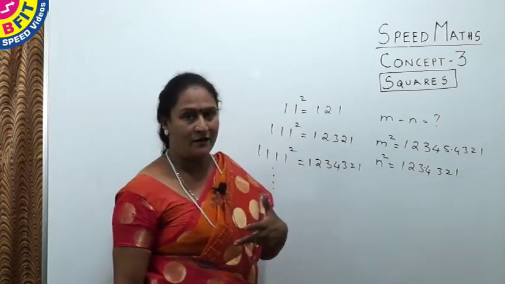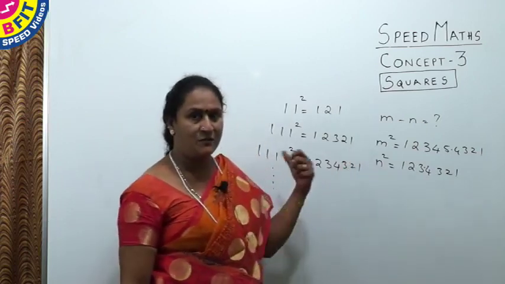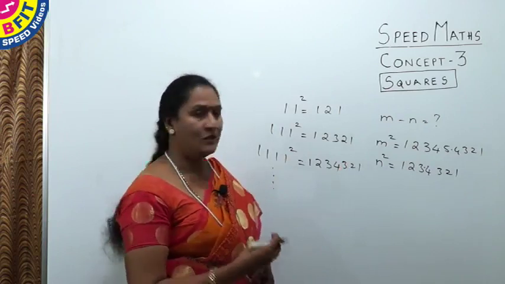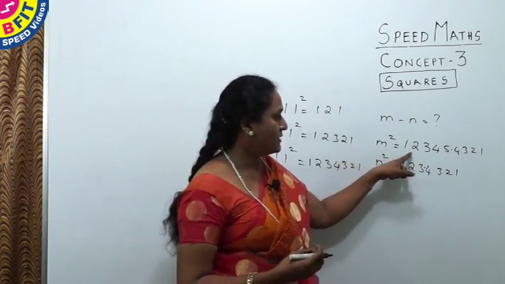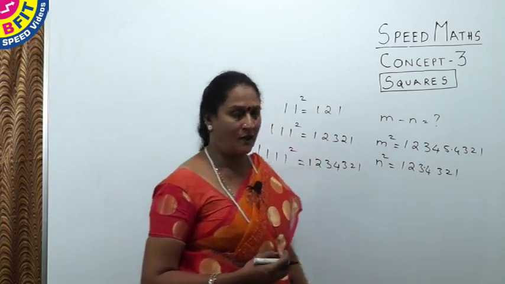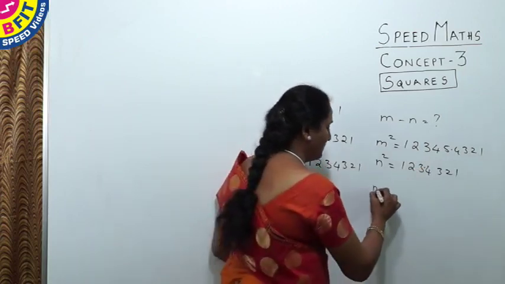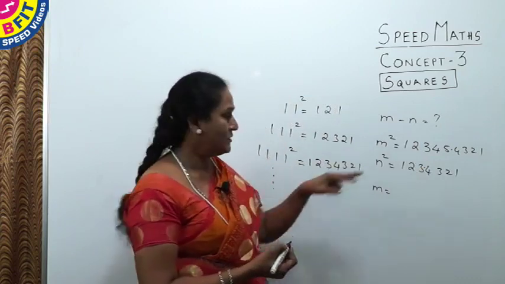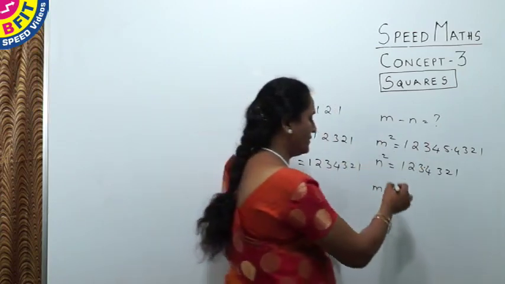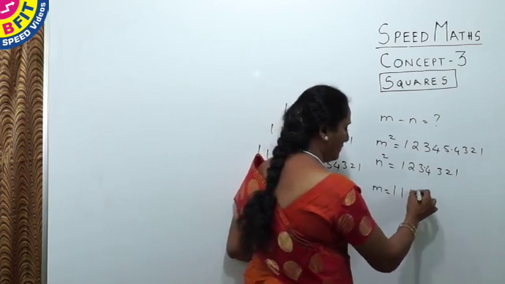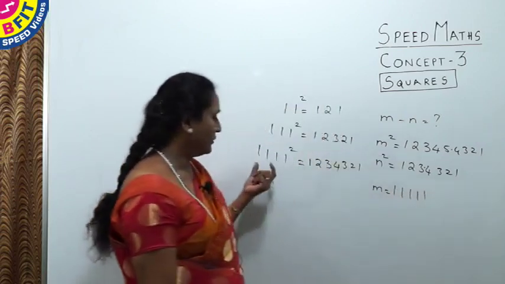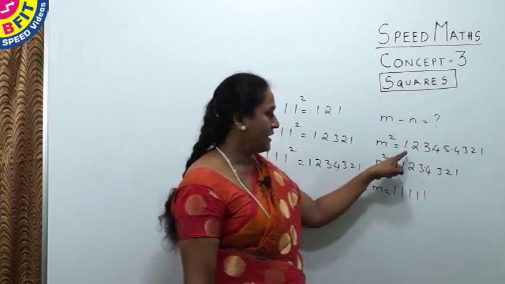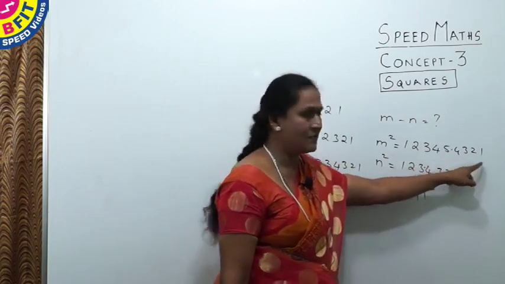When you practice, these patterns will strike your mind when you see the question. So just practice all these techniques, all these shortcuts. Here m square is 1, 2, 3, 4, 5, 4, 3, 2, 1. What will be the value of m? When you square 5 ones, you get this value, so the root of this is 1, 1, 1, 1, 1. According to this pattern, when you square 5 ones, you will have numbers starting from 1 up to 5, and then it starts descending.